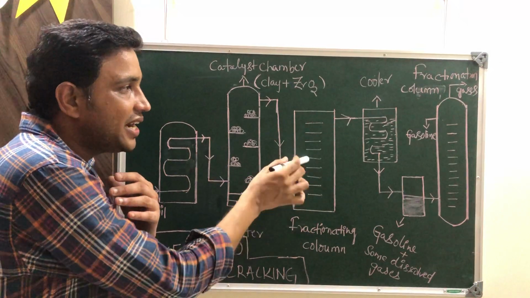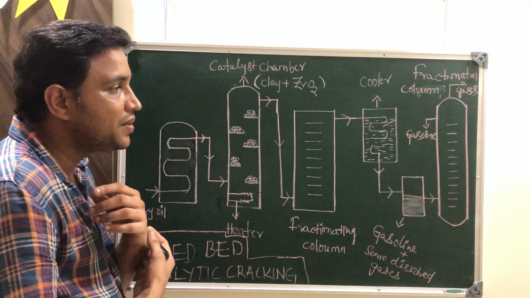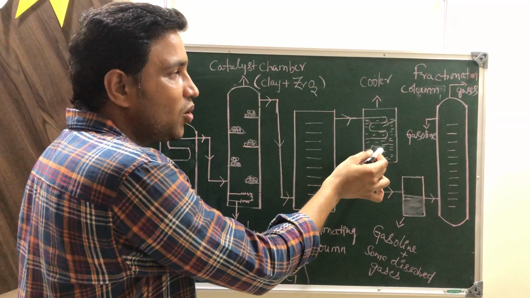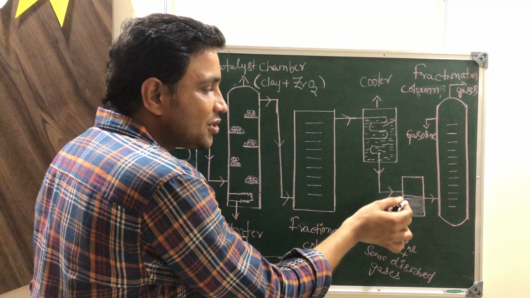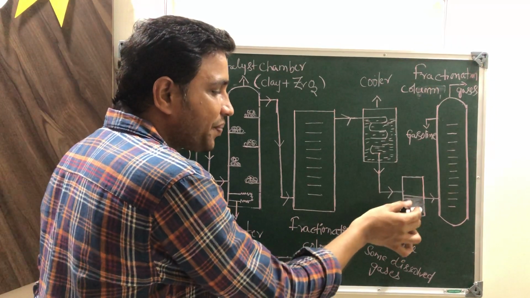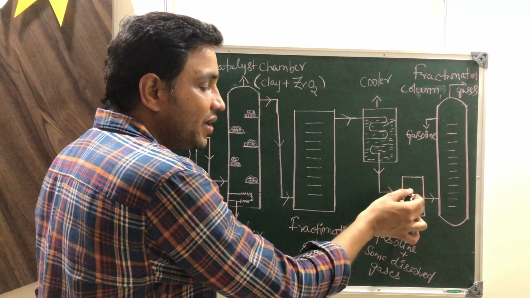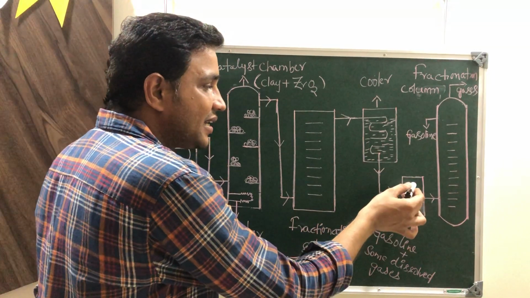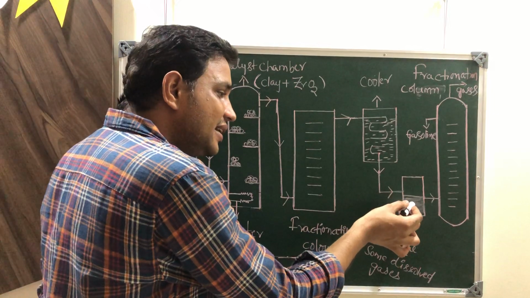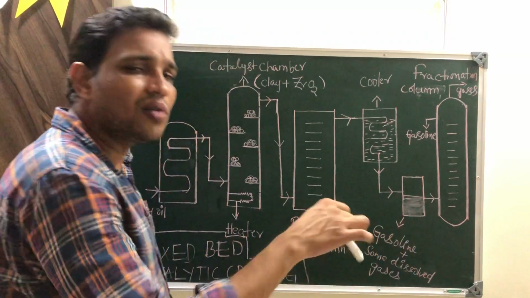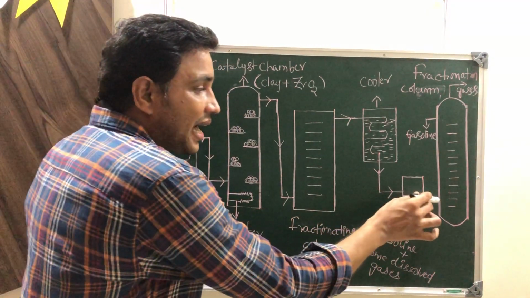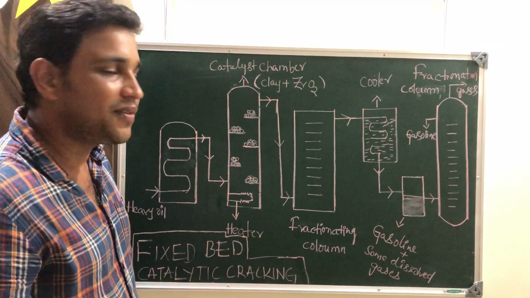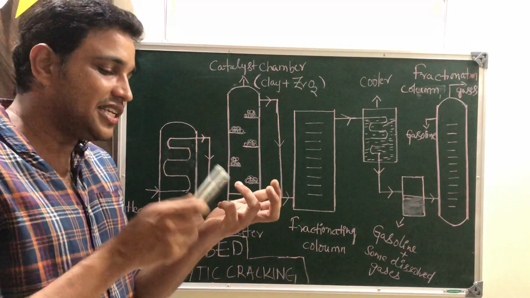This is the fractionating column. This one is the cooler. This is the gasoline collection chamber, where the cooler gives gasoline, right? That will be collected here. This contains gasoline along with some dissolved gases. The other one is the fractionation column again. So this contains 6 chambers.